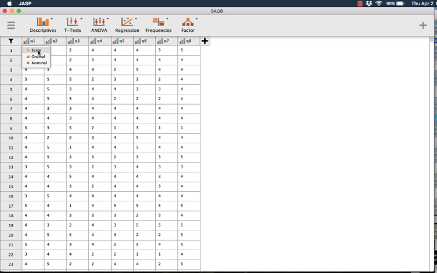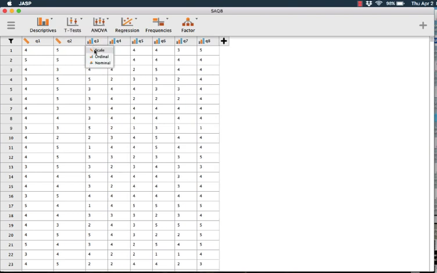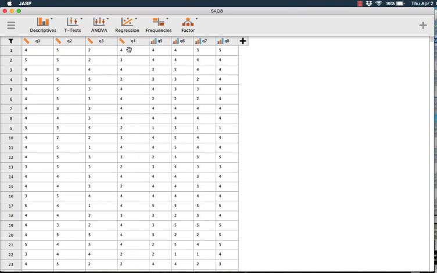So we're going to indicate that first for each one of these items. We just need to go through, click on the little icon that indicates the level of measurement, and change each one of them to scale. So we'll do that first.